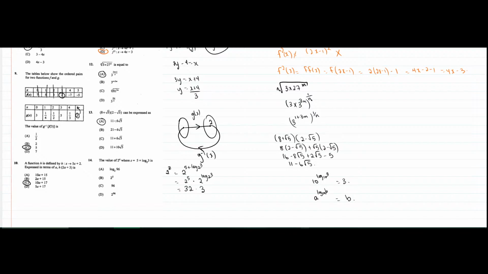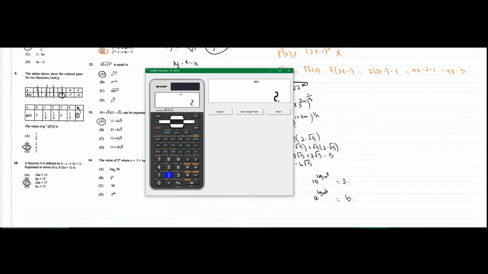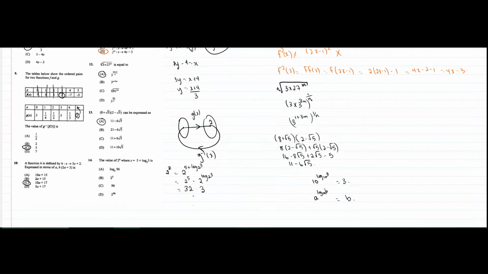2 to the power 5 is 32, right? Let me just double check that. 2 to the power 5 is 32, and I multiply that by 3, I get 96.